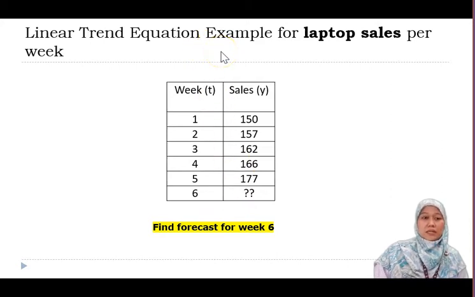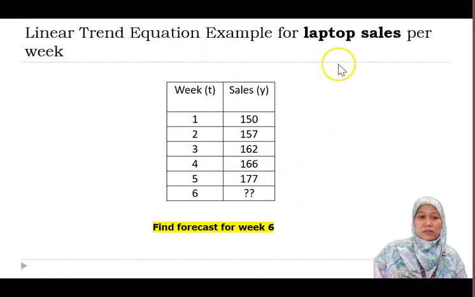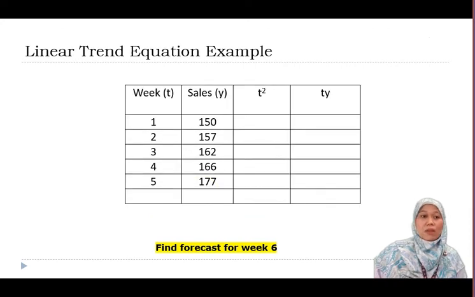Given here is the laptop sale per week, from week 1 until week 5, and these are the actual data, the sales of the laptop. The question wants us to find the forecast for week 6. So we're going to use the linear trend method. You need to prep the data, in which week or month we usually use for T, and sales, enrollment, or anything about the actual data we use for Y.